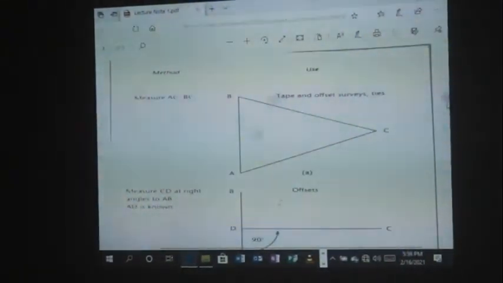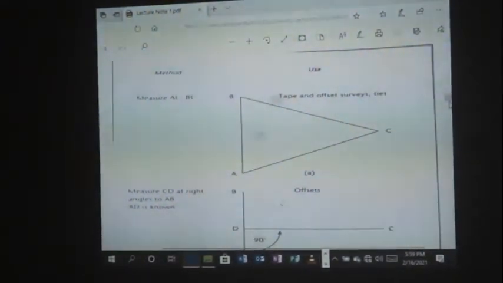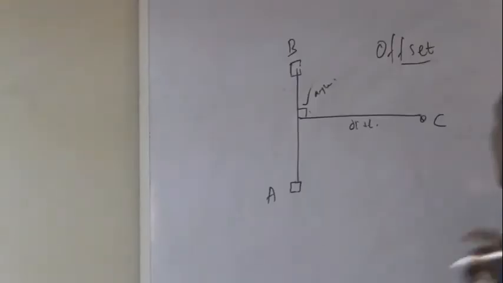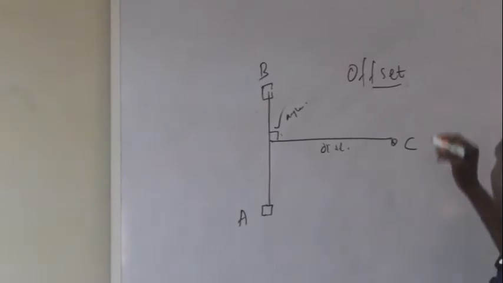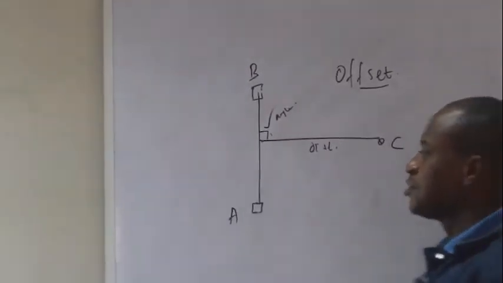Now I'll show you some other ones. Okay, this method is what we call offset. Now the first one I mentioned is offset. Look at this, for example.